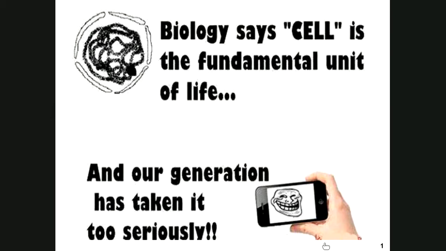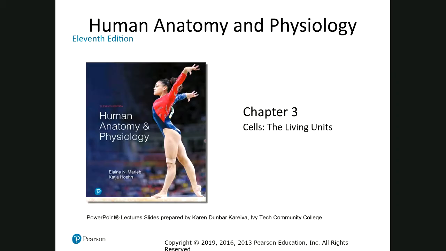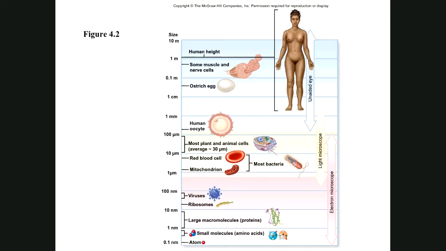Hello and welcome to Lesson 3, Chapter 3, where we discuss the cells, which are the living units. Cells are the structural units of all living things. The human body has anywhere between 50 to 100 trillion of these tiny building blocks.